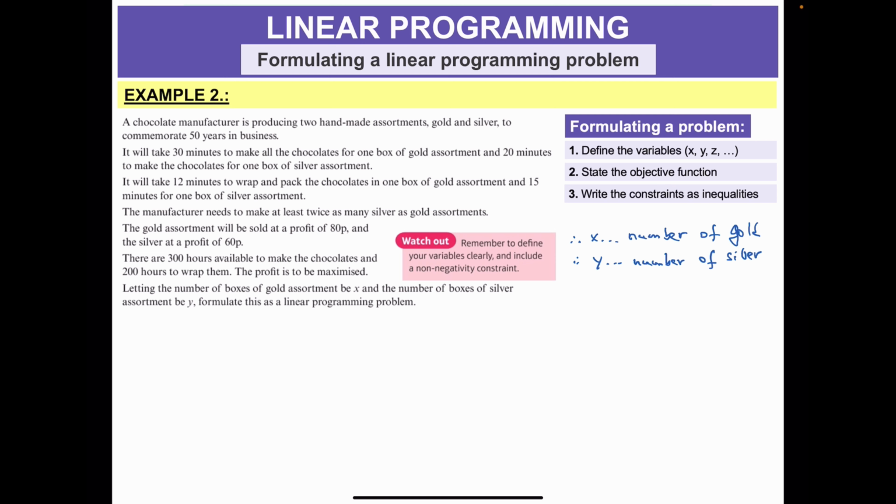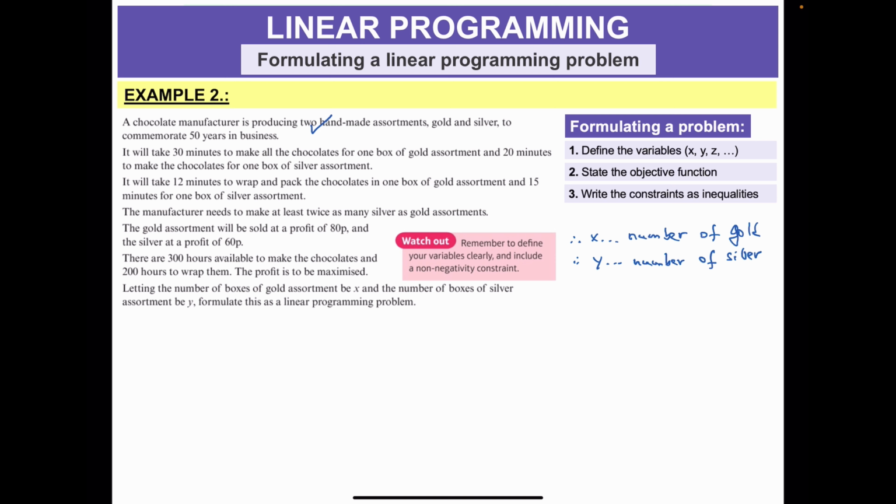Now, what I know next, so this part is done, that's fine. Next, I know that it will take 30 minutes to make all the chocolates for one box of gold assortments and 20 minutes to make the chocolates for one box of the silver one. Further, I know it will take 12 minutes to wrap and pack the chocolates in one box of the gold assortments and 15 minutes for one box of the silver.